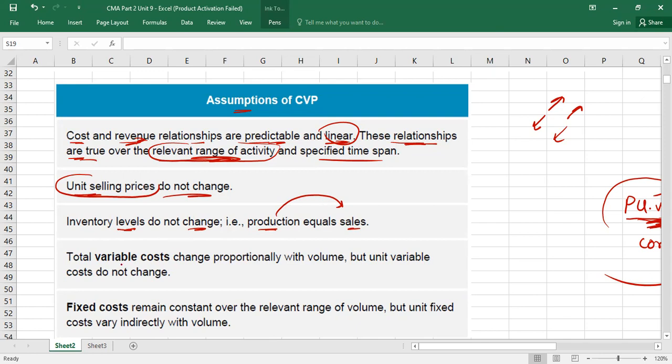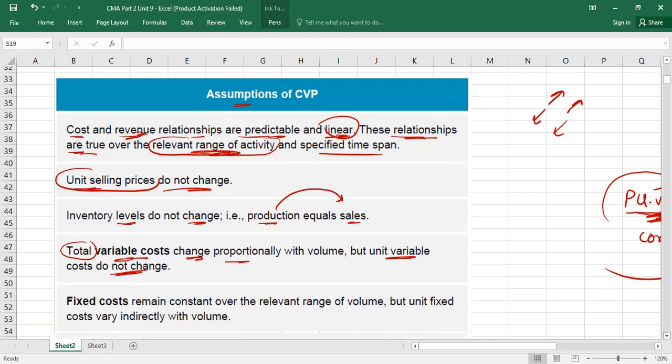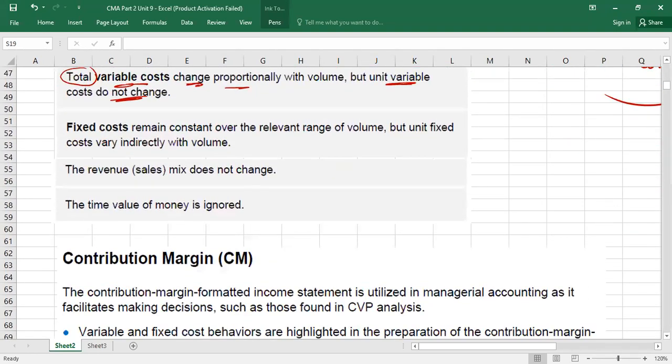Next is what I already told you about the variable cost. Variable cost has two types, total and per unit. Total variable cost will change proportionally. When your production increases, total variable cost will also increase. When you cut the production, total variable cost will also decrease. But per unit variable cost does not change. It will remain constant, but over the relevant range.